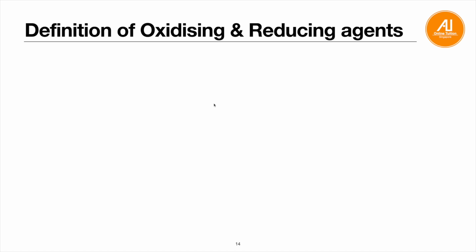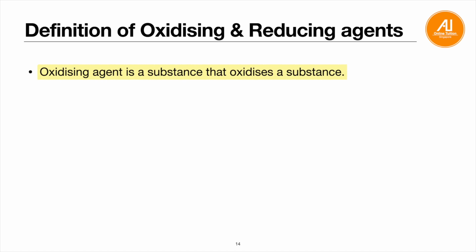Okay, now we need to learn the definition of oxidizing and reducing agent. First, an oxidizing agent is a substance that oxidizes another substance. A clue is in the name: oxidizing agent, OA, itself will actually be reduced. So it reduces itself, and it will oxidize another substance.